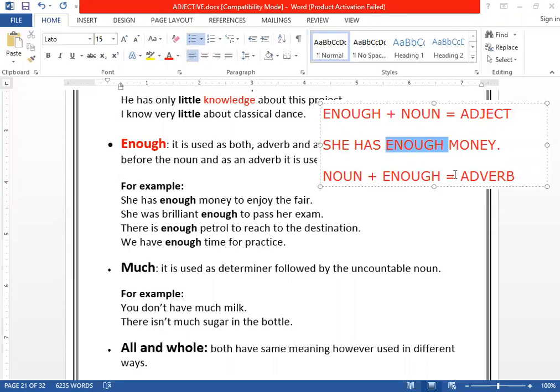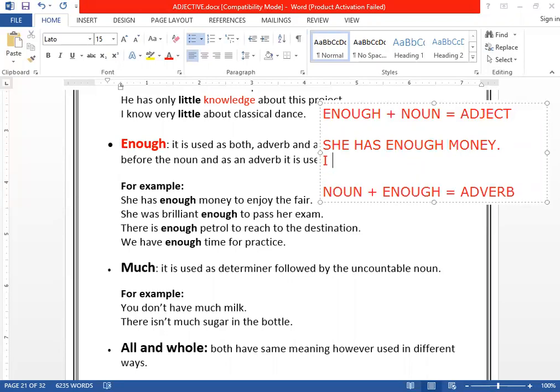For example, I have enough time. Time is a noun. Enough is used before the noun, so it is an adjective. Clear? It's called an adjective.